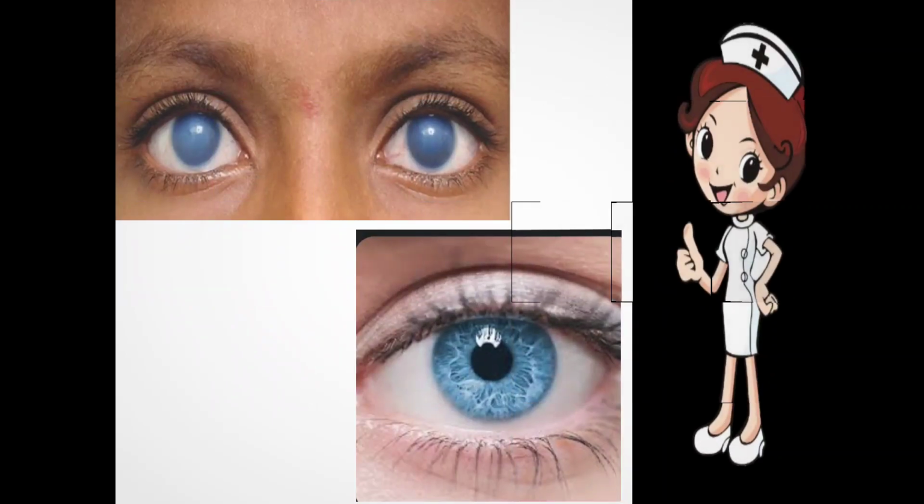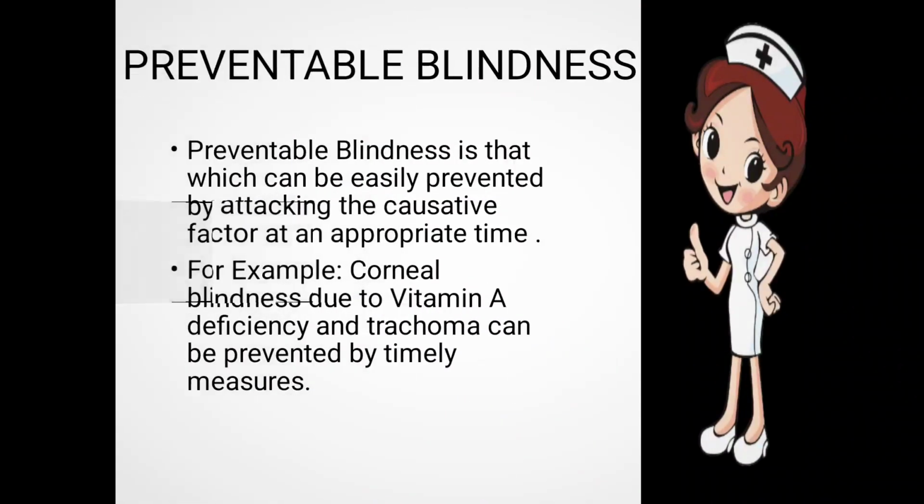Now if you see here, this one is the cornea, and the cornea is always transparent, because when the cornea is transparent, light first moves to the cornea, then passes through the pupil, then the lens, then strikes the retina, and then the image forms. Here you can notice, this one is the right eye and this one is the left eye. The transparency has gone. There is no transparency, there is opacity. The transparency of the cornea is lost due to vitamin A deficiency, and trachoma can be prevented by timely measures.